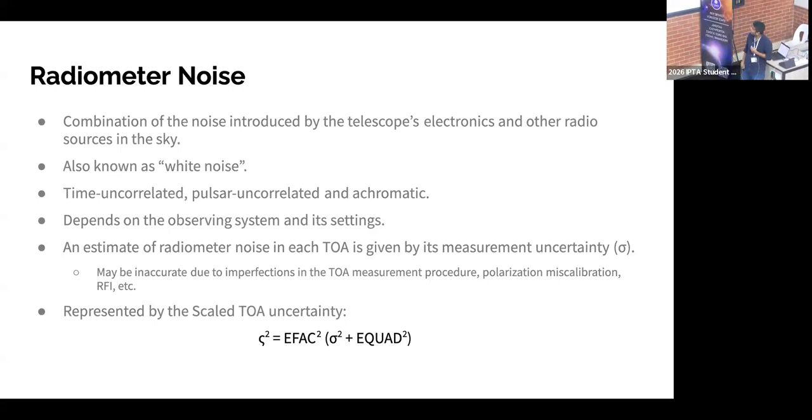Okay, so now coming back to different noise processes, the most vanilla or simplest noise process is the radiometer noise. This is the combination of the noise introduced by the electronics inside your observatory, plus all the other radio sources in the sky that the telescope is seeing. This latter thing is called sky background, but there is no real way to distinguish between the two. It is colloquially also known as white noise.